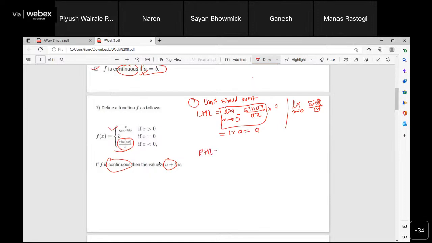Now what is my right hand limit here? Limit x tends to 0 plus. Now I have to consider this particular function, x upon tan inverse of 2x. How to evaluate this limit? We can use L'Hopital rule, I think. Tan x divided by 2x, we can also do that.